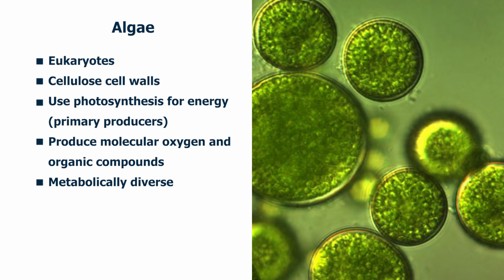Algae are eukaryotes. Algae contain cellulose. Algae contain chloroplasts, so they can utilize sun energy for the production of food or energy. These organisms produce oxygen and organic compounds. Metabolically, we can see that algae are diverse.